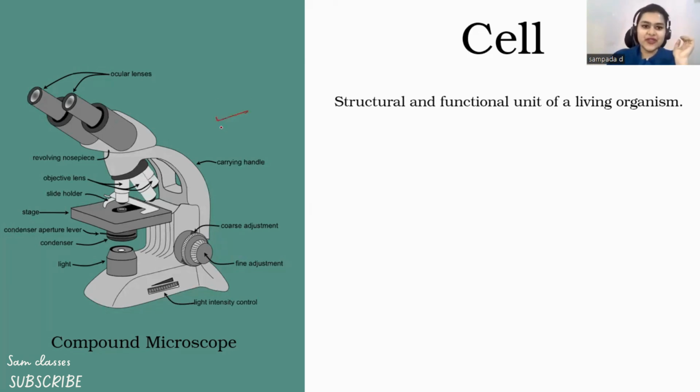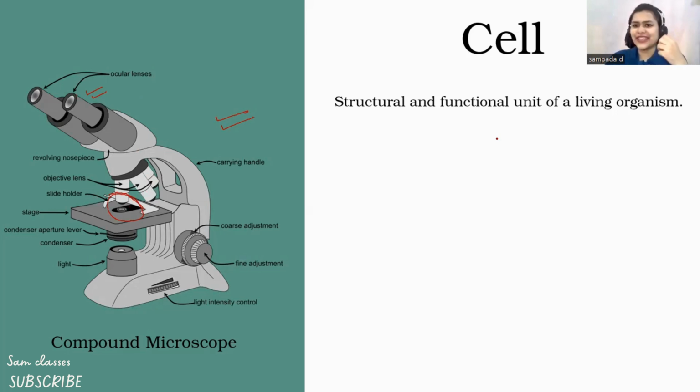So this is the image of the compound microscope. Here we prepare the slide of the cell and we fix it. Then we are able to observe it through these lenses. This is the eyepiece. In the eyepiece, there will be lenses, and we will be able to observe the cells.